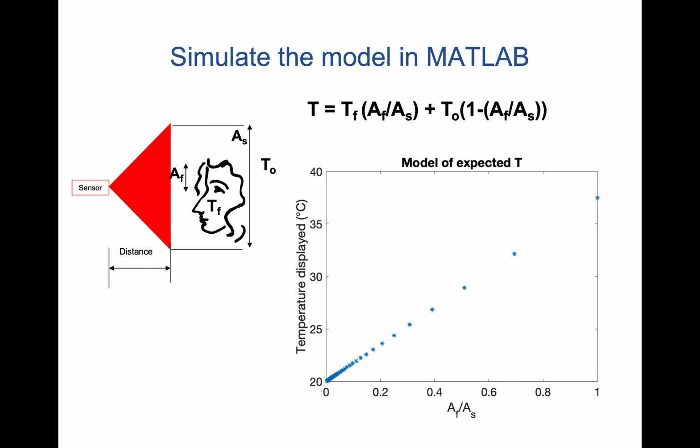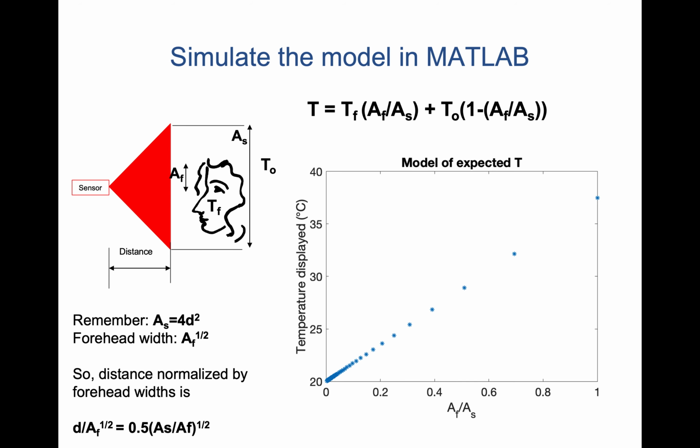The smallest AF is 0. The largest AF over AS is 1. And the 1 case corresponds to the forehead being very close to the sensor. The 0 means the forehead's very far from the sensor. So what do we do with this? Well, we really wanted to get t as a function of d.